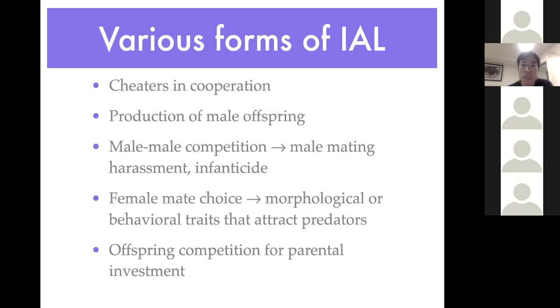And also there are many forms of this kind of intraspecific adaptation load, including production of male offspring that will not contribute to population growth, or male-male competition that can result in male mating harassment or infanticide, or female-male choice can also result in the reduction of population growth by the evolution of morphological or behavioral traits that can attract predators. Also, offspring competition for parental investment is just a load, does not contribute to growth.